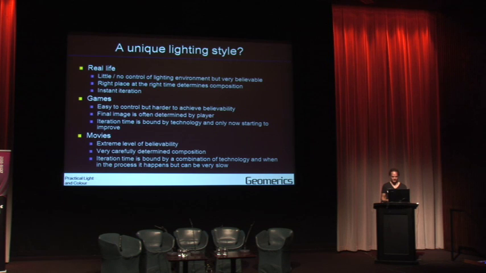So in real life, we have little control over the lighting environment, but you tend to achieve some very believable results. In games, it's easier to control, but it's quite hard to actually achieve something that's believable. That's what we're trying to do in geomatics, obviously. In movies, actually achieving believability can take quite a while. The iteration time can be quite slow. You achieve these extreme levels of believability that really connect with people emotionally. And the composition is a big element of that, and is very carefully determined.